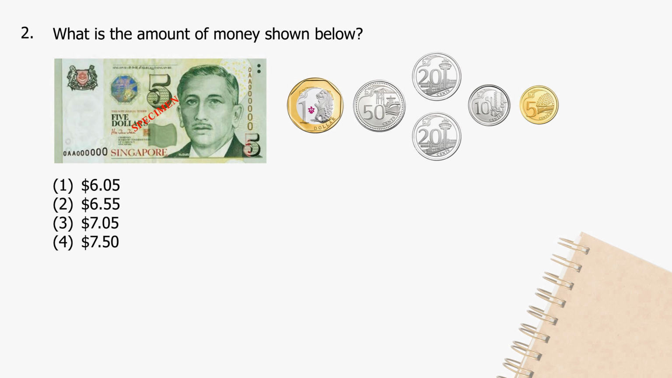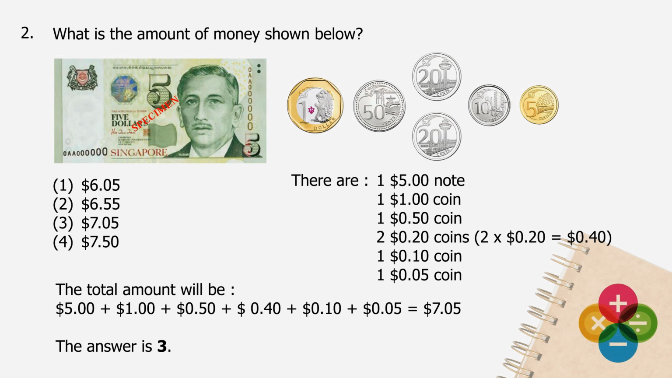Question 2. What is the amount of money shown below? There are 1 $5 note, 1 $1 coin, 1 50-cent coin, 2 20-cent coins, which is equal to 40 cents, 1 10-cent coin, 1 5-cent coin. The total amount will be, add $5 to $1, to 50 cents, to 40 cents, to 10 cents, to 5 cents, and the sum is $7.05. The answer is 3.